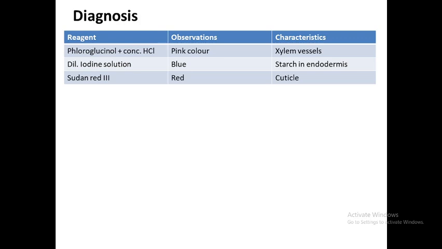In presence of phloroglucinol and concentrated HCl, the xylem vessel shows the pink color. In presence of dilute iodine solution, the starch in endodermis shows the blue color, and in presence of Sudan red, the cuticle shows the red color. So these are important diagnostic tests for digitalis.